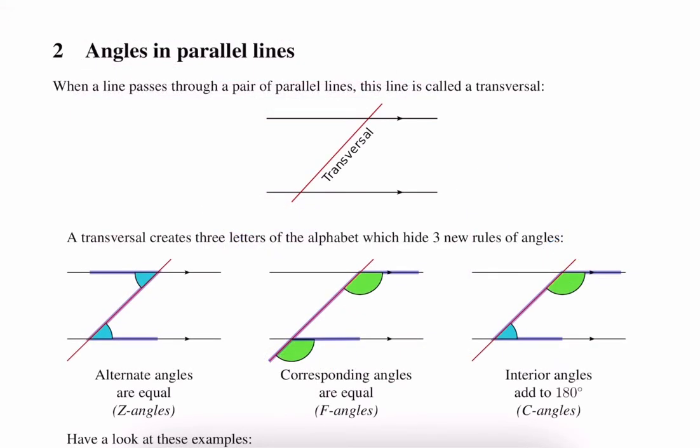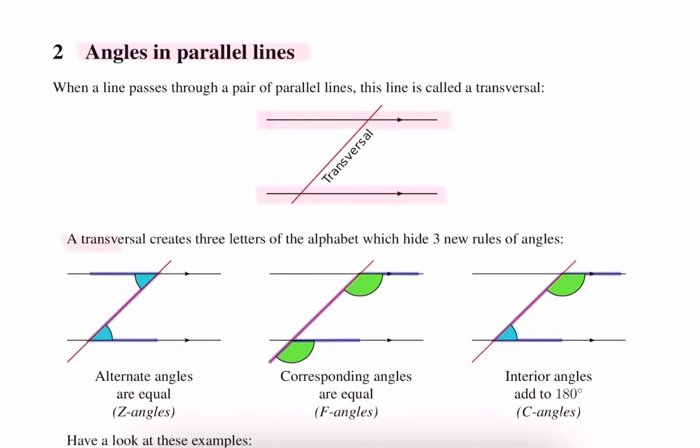Now, I want to introduce you to angles in parallel lines. The first thing you should know that parallel lines, as you can see, are two lines or maybe more that they never intersect. And what we are going to study today, that when two lines are parallel, cut by a third line, like this one, this line, the third line, is called the transversal. A transversal creates three letters of the alphabet, which hides three new rules of angles.